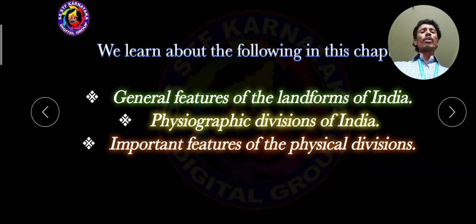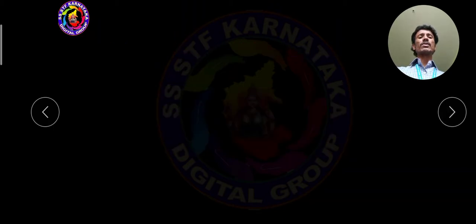Then important features of the physical divisions, what type of importance the physical divisions consist of, that is also we have to learn in this chapter. So students, in this chapter we have to learn the following aspects: general features of the landforms of India, physiographic divisions of India, important features of the physical divisions.